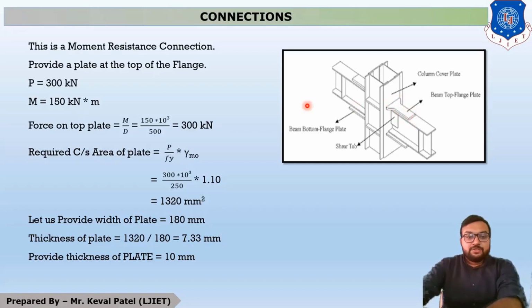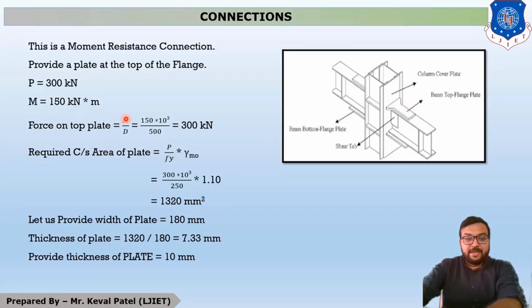Okay, so this is a moment resistance connection. As per the given data, our force is 300 kilonewton and the bending moment is 150 kilonewton meter. First of all, we have to find out the force on the top plate. This is our top plate.